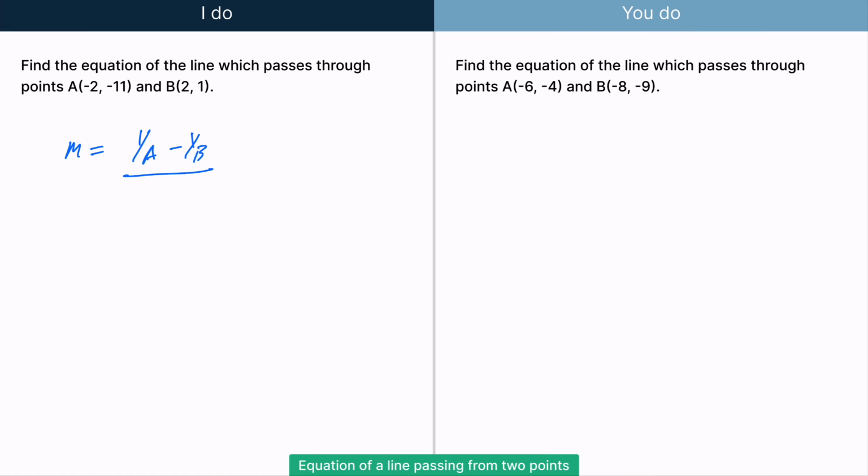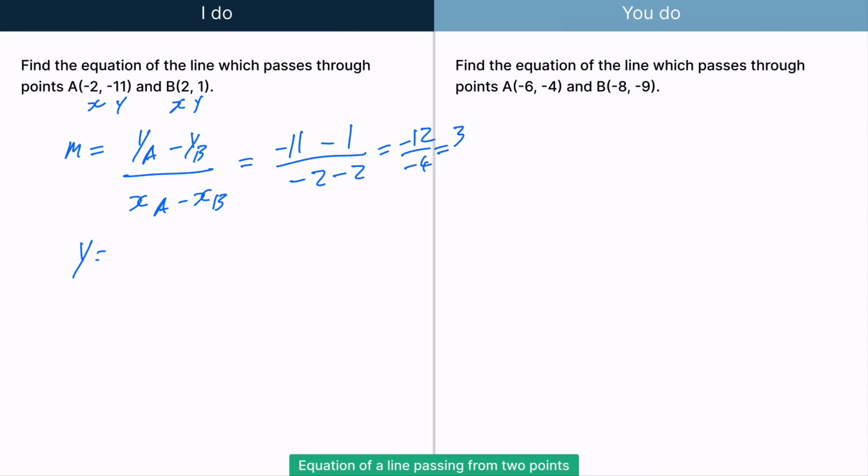And then at the bottom, you have to do the same. You have to do a take away b as well. Okay, just remember that. If you do b take away a at the top, you have to do b take away a at the bottom. So we have x, y. Again, the exact same approach works here. So minus 11 minus 1 over minus 2 minus 2. So that's minus 12 over minus 4, which is 3.